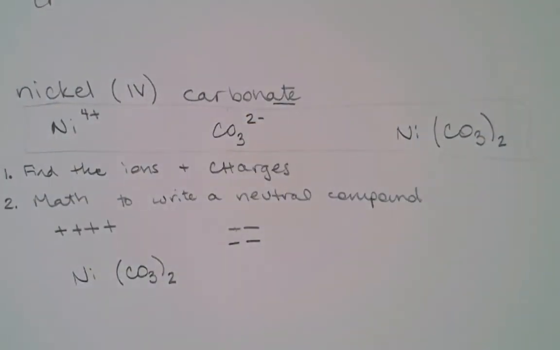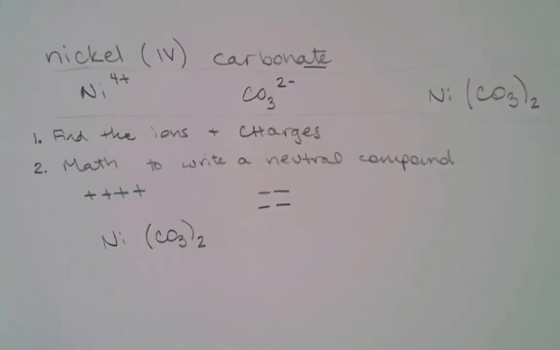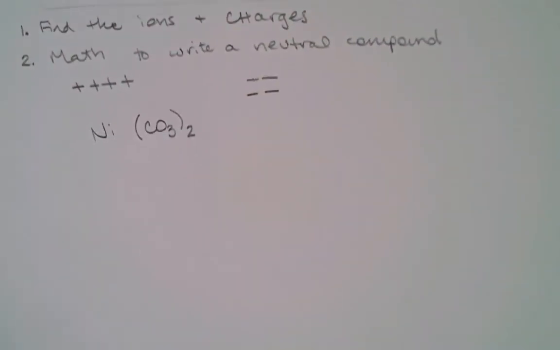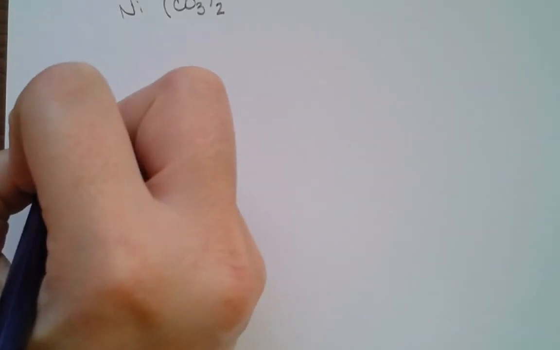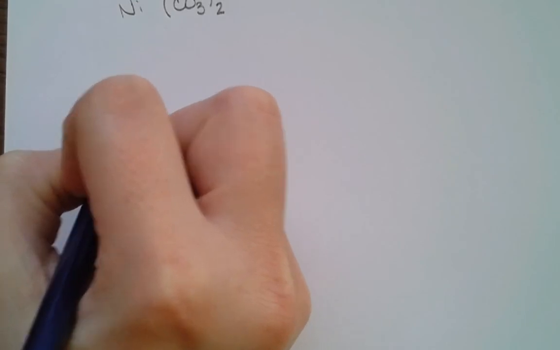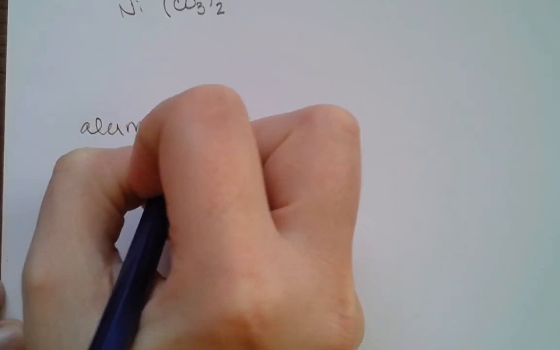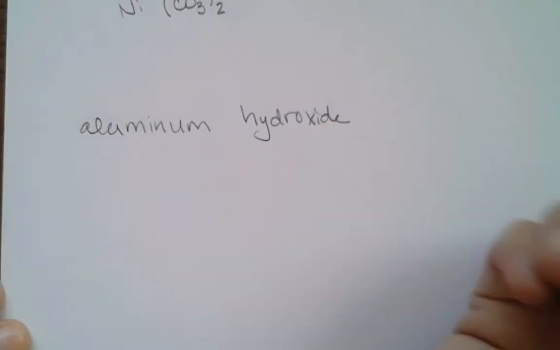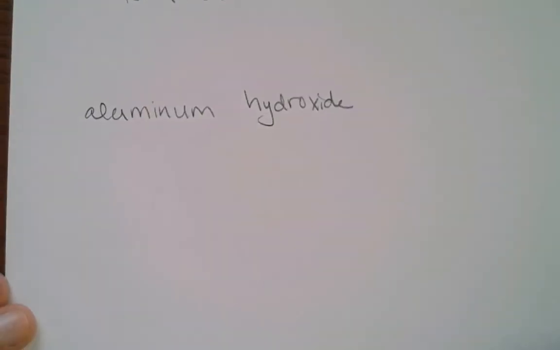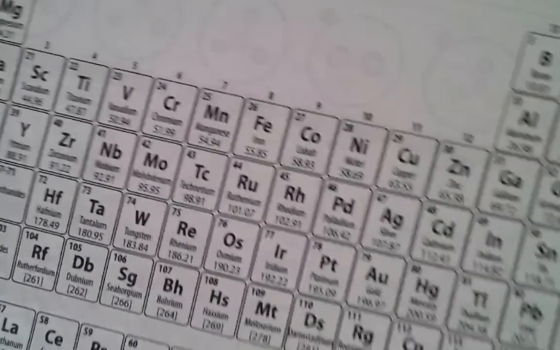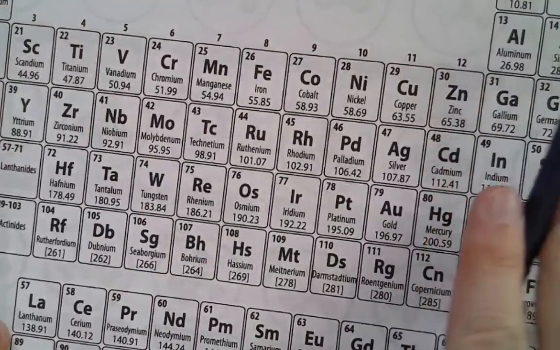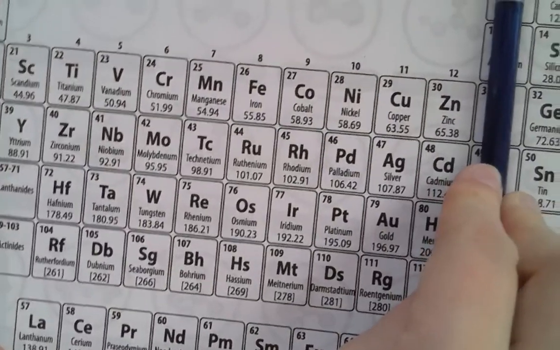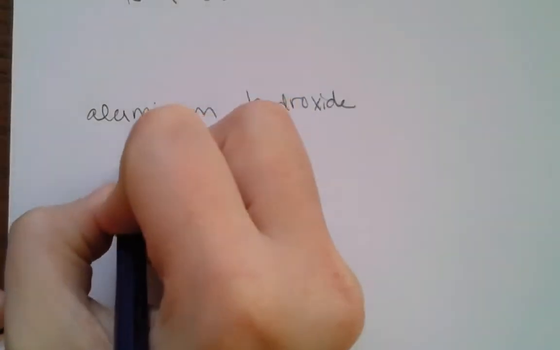Let's do one with no Roman numeral. Back to the kind of friendly ions that you know exactly what they are. Let's do another aluminum. Aluminum hydroxide. The aluminum, from a few examples ago over here, that's in the +3 column. That whole column has a charge of +3. Aluminum +3.